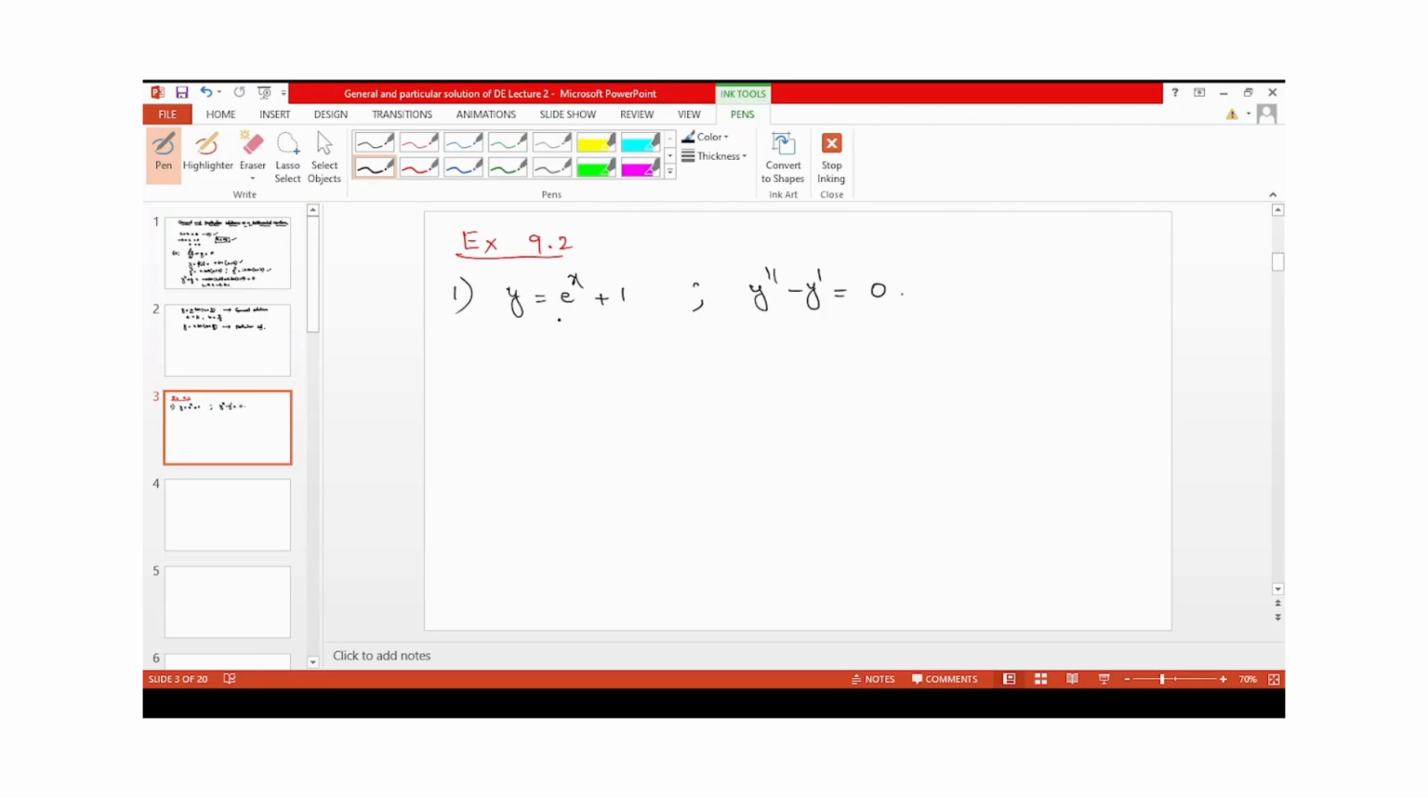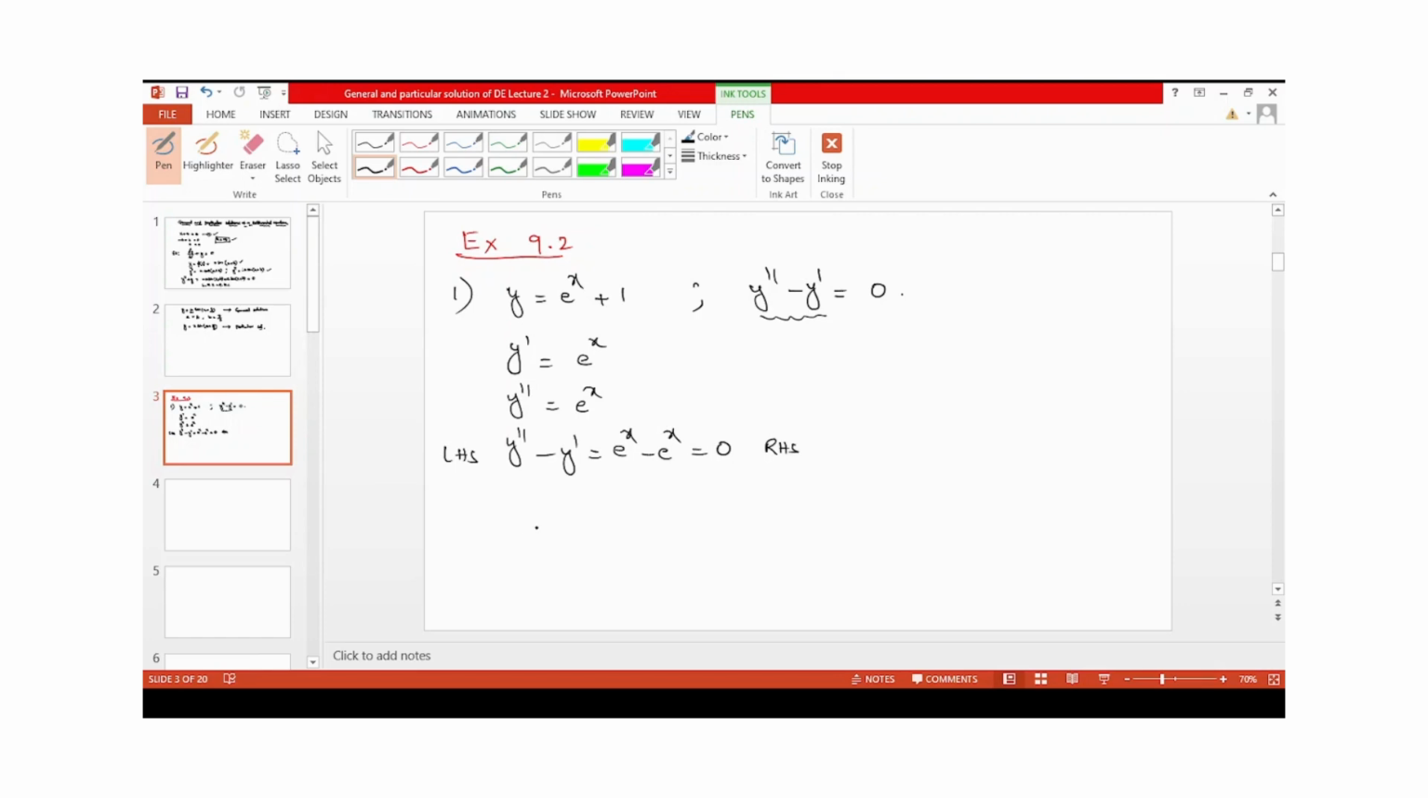We need to just check whether it is a solution for the given differential equation or not. In the differential equation, y double dash and y dash are there, so I need to find the derivative twice. First, e power x derivative is e power x, constant derivative is 0. Y double dash is again e power x. Now y double dash minus y dash is e power x minus e power x, which is equal to 0. So I considered the LHS part and got the RHS part. LHS is equal to RHS.